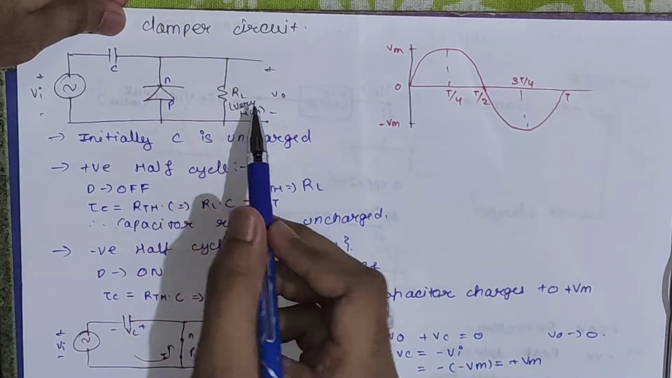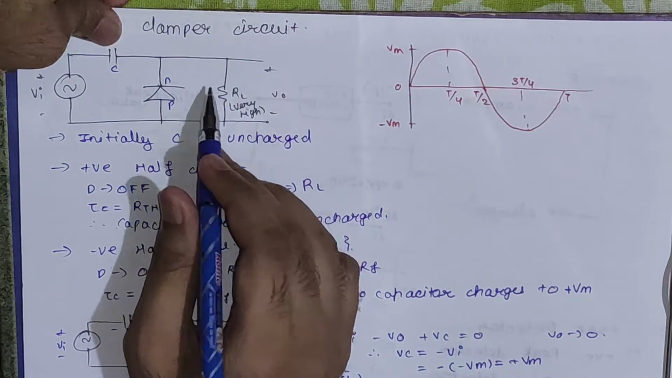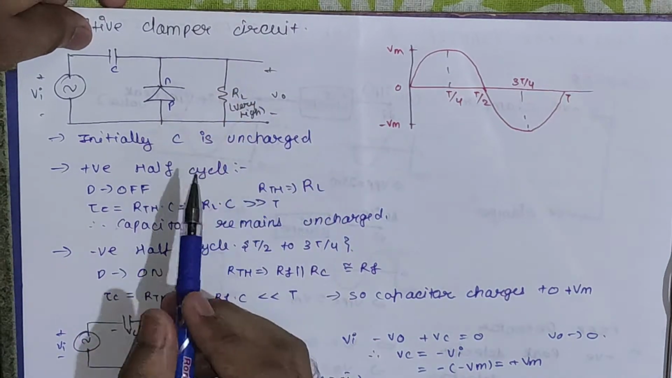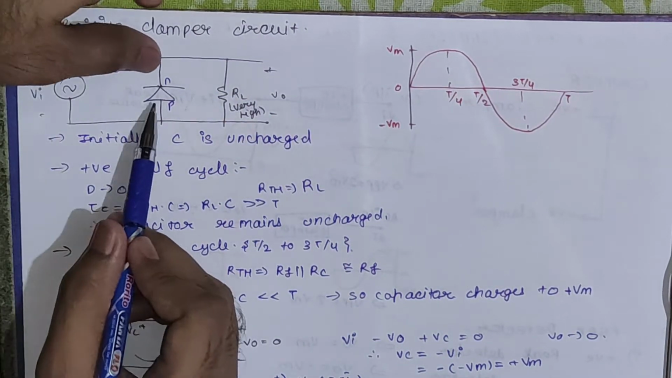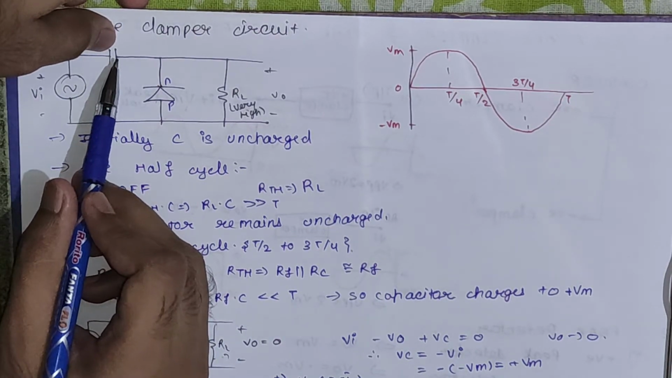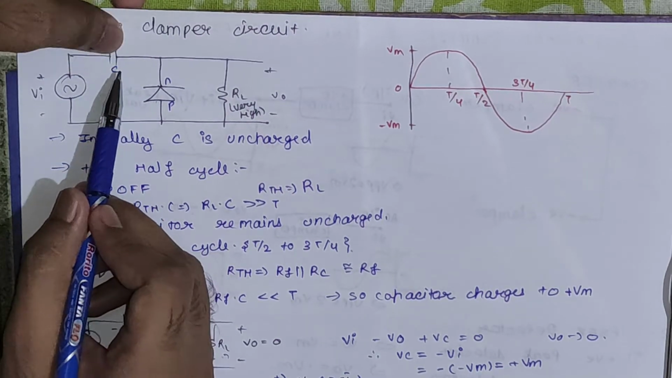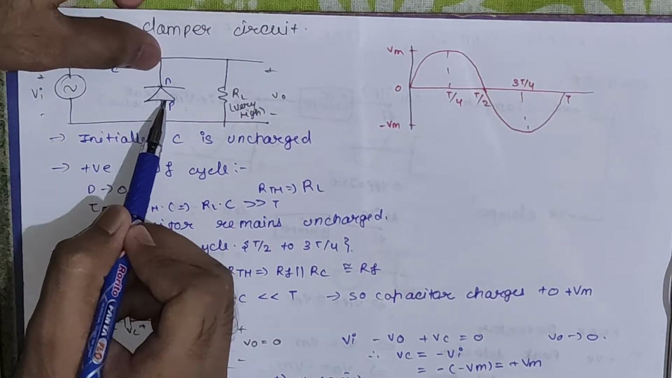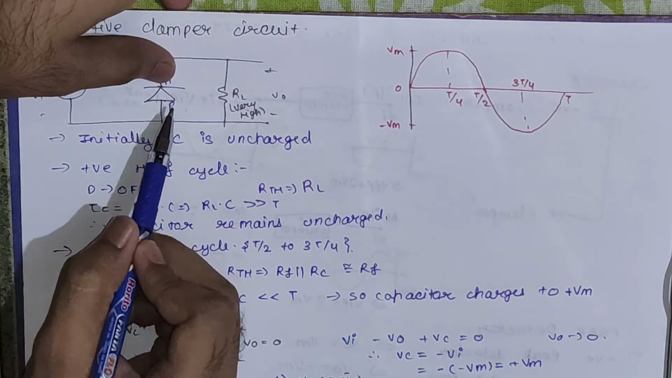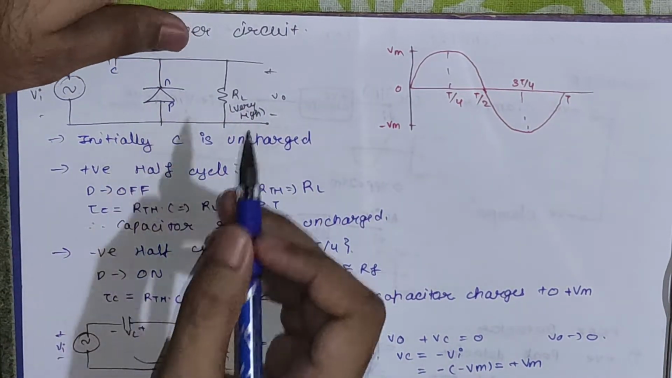This is the circuit of the positive clamper, and the input waveform given to this circuit is this one. Let's start the working of this circuit. Initially we assume that the capacitor is uncharged. Now let's start with the positive half cycle. You can see that for the positive half cycle, this diode will be off. Since the capacitor is uncharged, Vc equals 0. If the voltage is 0, it is replaced by a short circuit. Then the input voltage is directly given to this diode, and you can clearly see that for the positive input waveform, this diode will be reverse biased. So for that time the diode is replaced by an open circuit.